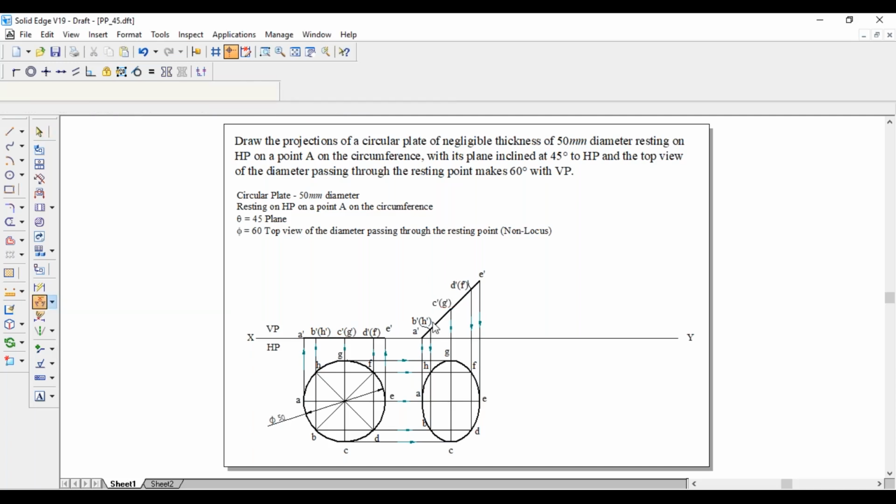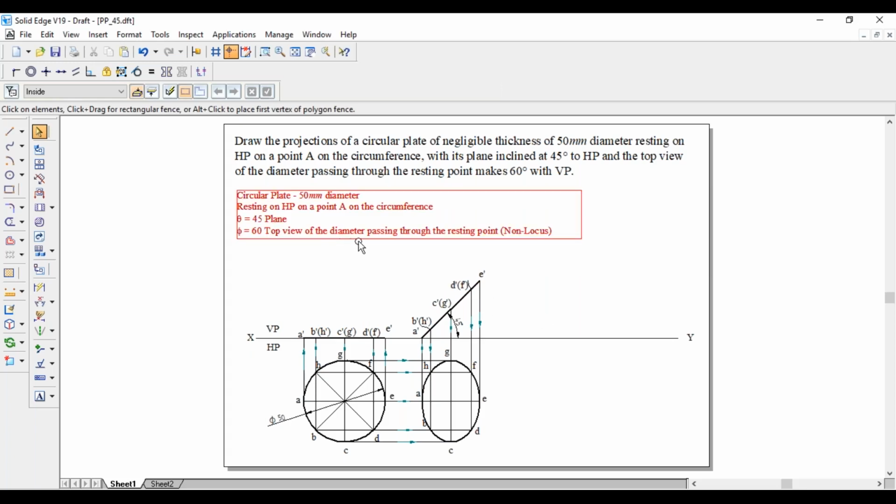This angle will be 45 degrees. This completes the second position. For the third position, he has given the top view of the diameter passing through the resting point. Resting point is A. From A, the diameter passing through is A. So the top view of the diameter passing through the resting point, this is A. So directly he has given the apparent length or apparent diameter. It is making an angle of 60 degrees with respect to VP.